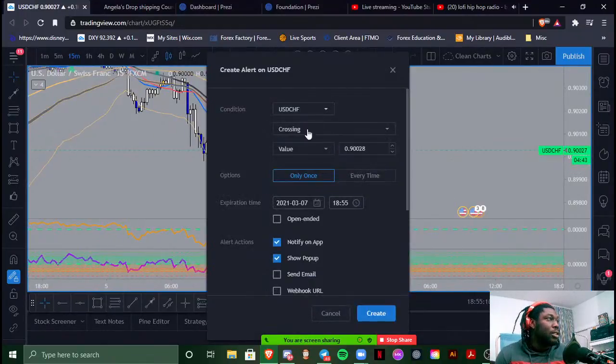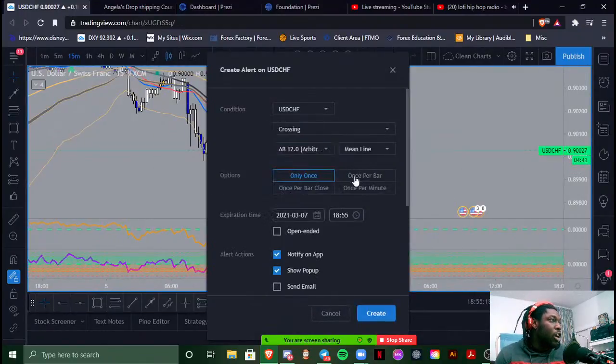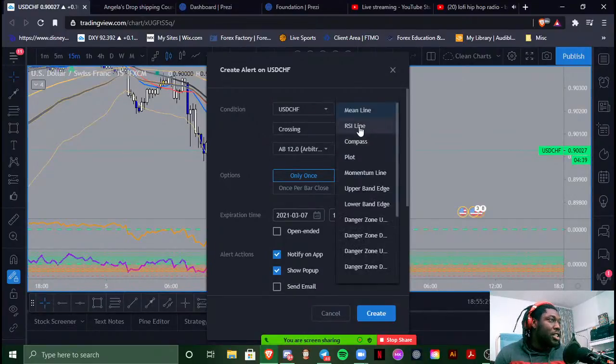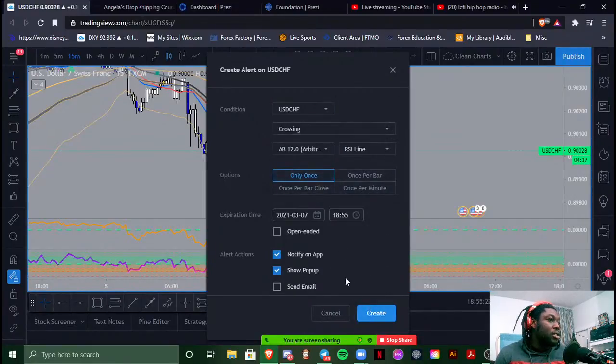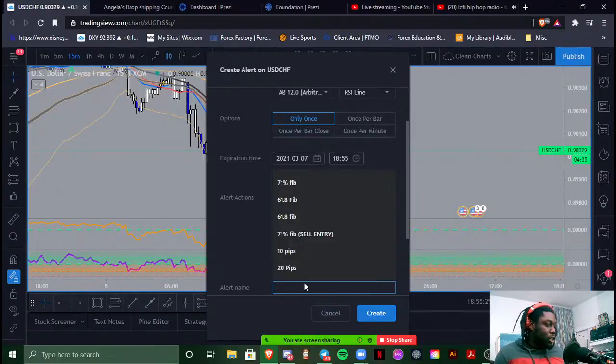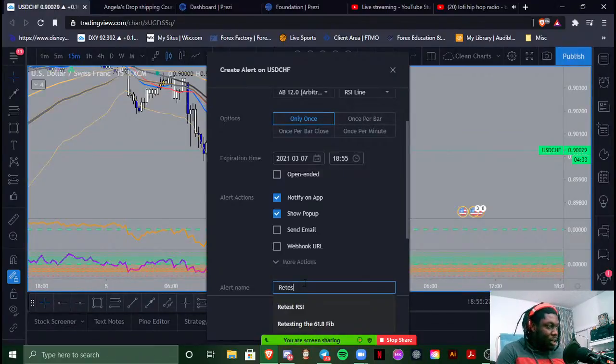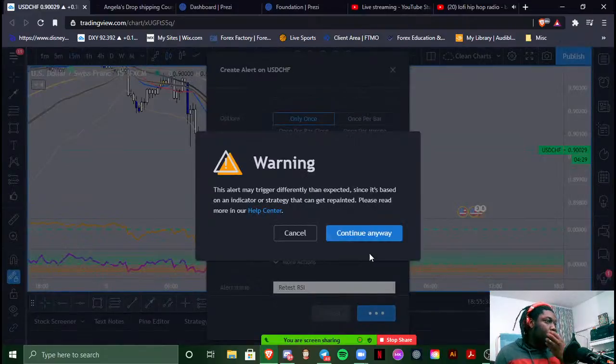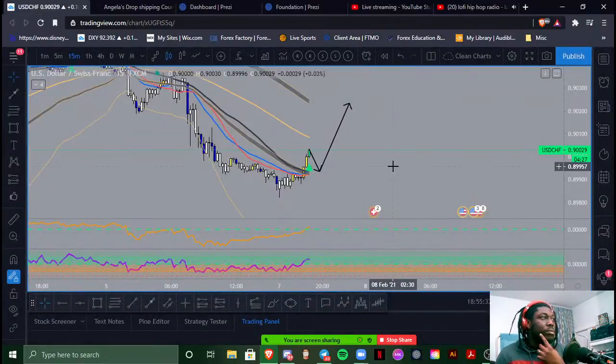So I'm going to set up an alert: value arbitrage, RSI line, only once. And then I'm just going to put the alert name, retest RSI. There you go. Then create. See what happens. Alright, so that is it with USDCHF.